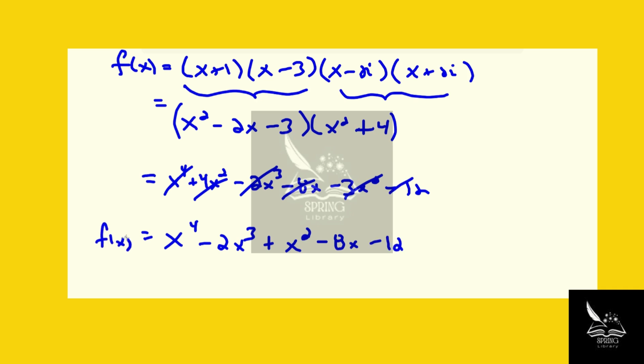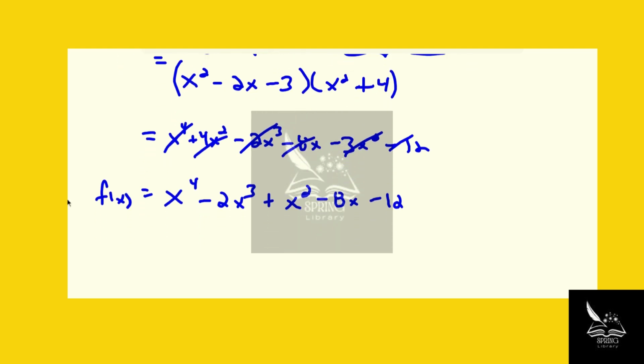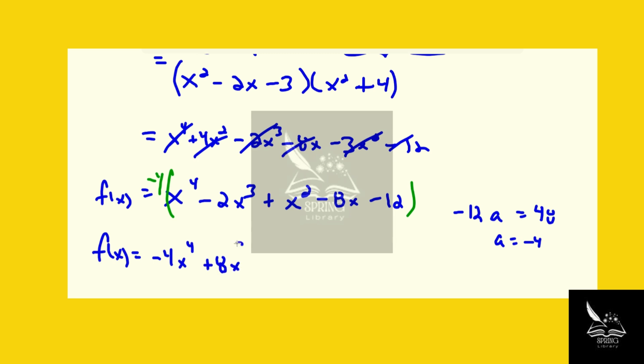But we want f of 0 to be 48 right now. F of 0 would be -12. So we have to think, well, what do we got to multiply -12 and every term by so that we get a 48 instead? Well, that'd be 48 divided by -12, which is -4. So you're going to scale the whole thing by -4 for your polynomial. So that would be -4x to the 4th plus 8x cubed minus 4x squared plus 32x plus 48.